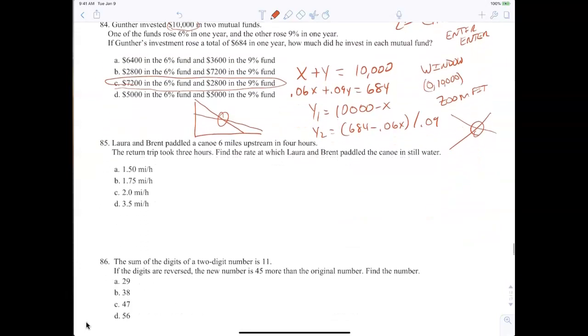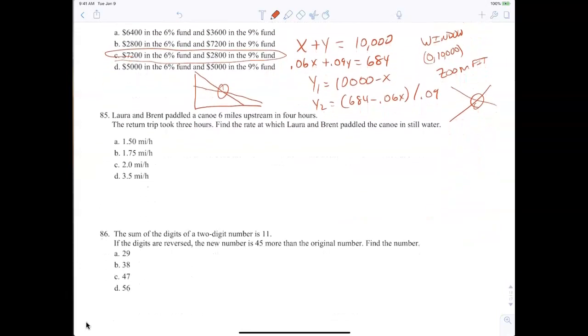Okay? Now let's look at 85. It says, Laura and Brent paddled a canoe for 6 miles upstream in 4 hours. And then the return trip took 3 hours. Well, because it took less time, they had to be going with the current. So the boat plus the current in 3 hours traveled 6 miles, but the boat minus the current took 4 hours, and that went 6 miles.